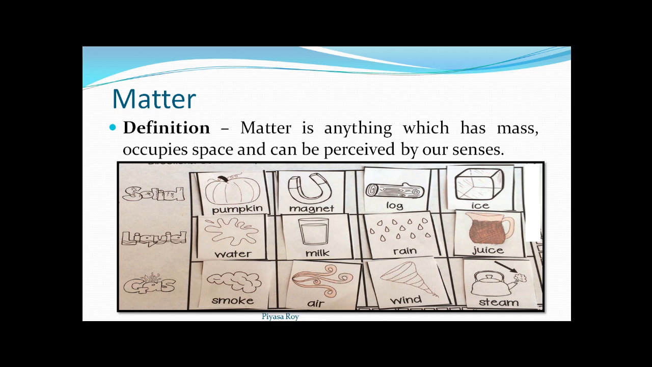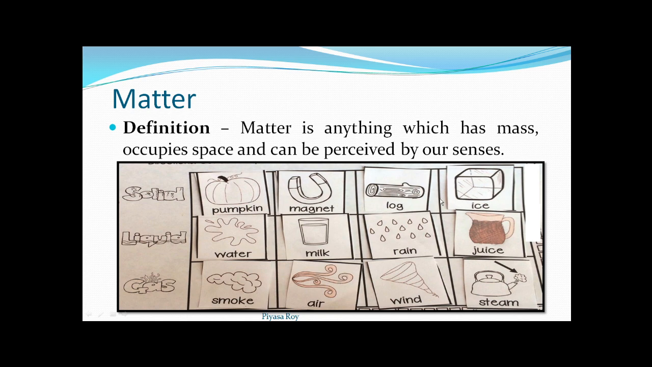So what is matter? Matter is anything which has mass, occupies space, and can be perceived by our senses. This you know all. So here you can see different kinds of matter. It's a pumpkin. This matter can be solid, liquid, or gas. So pumpkin, magnet, wooden log, ice cube, all these are solid matter.